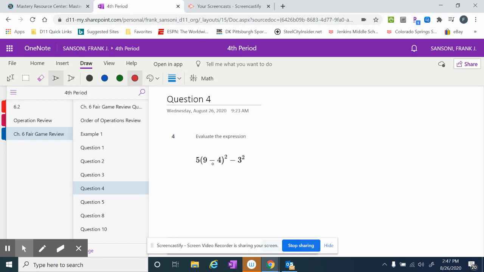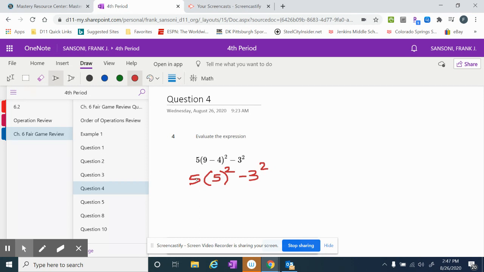I do have parentheses on this one, so the first thing I need to do is 9 minus 4. So I've got 5 times the quantity, whatever 9 minus 4 is, and 9 minus 4 happens to be 5, and it is squared, minus 3 squared. So now I go to my exponents. I have 2 different sets of exponents. I have to do 5 squared and I have to do 3 squared.